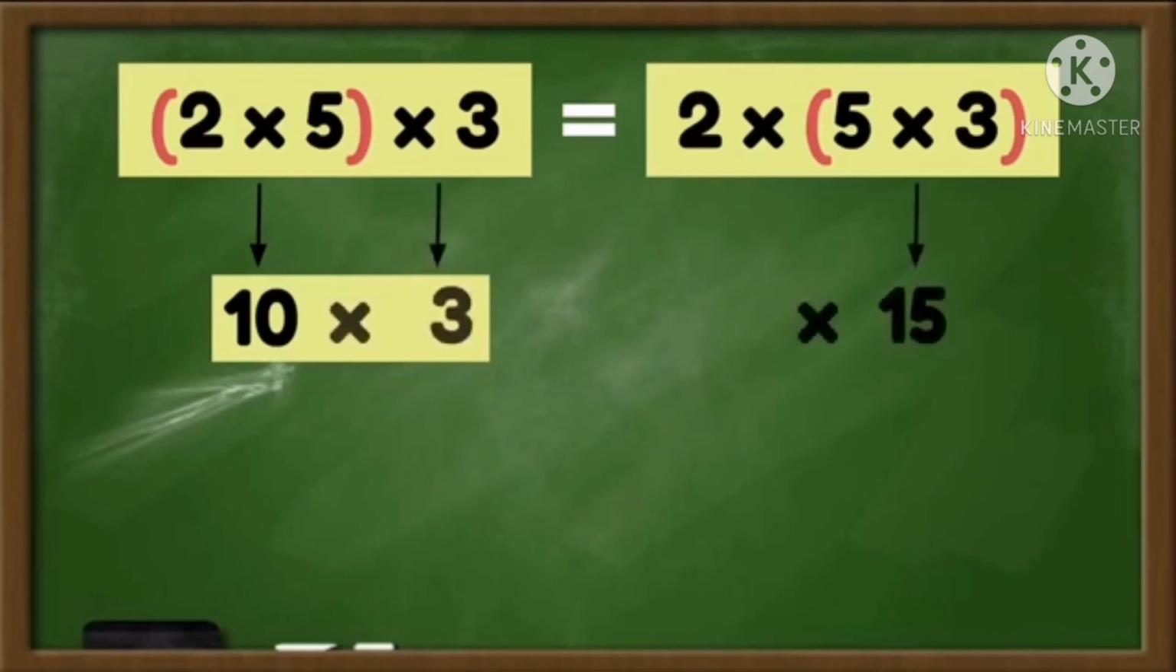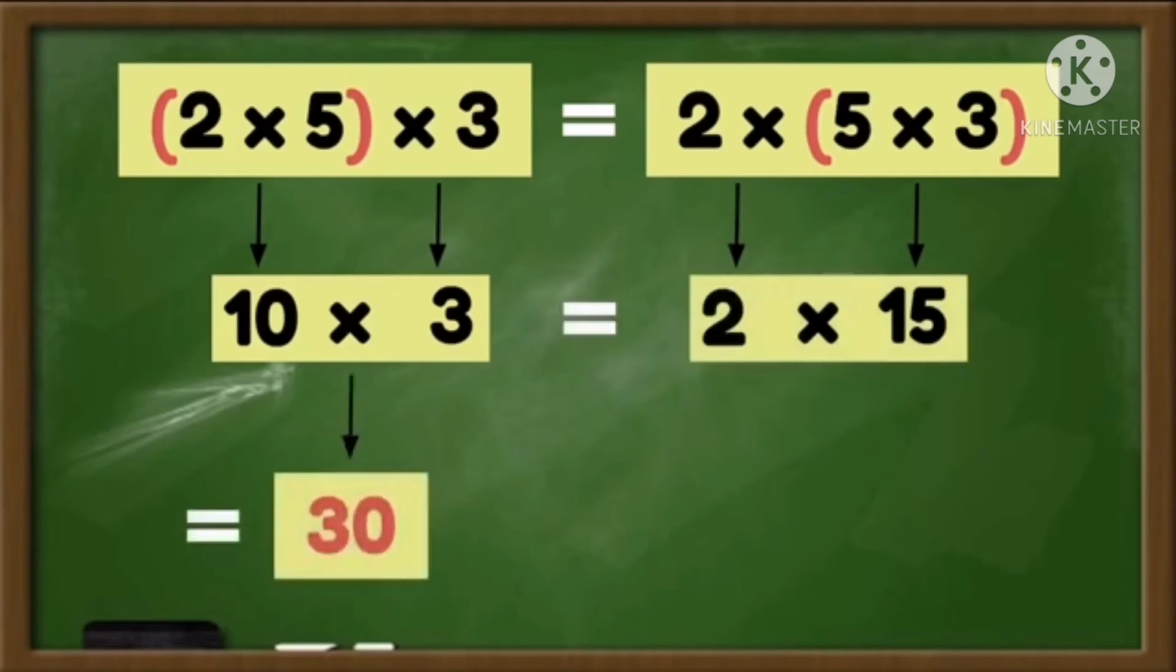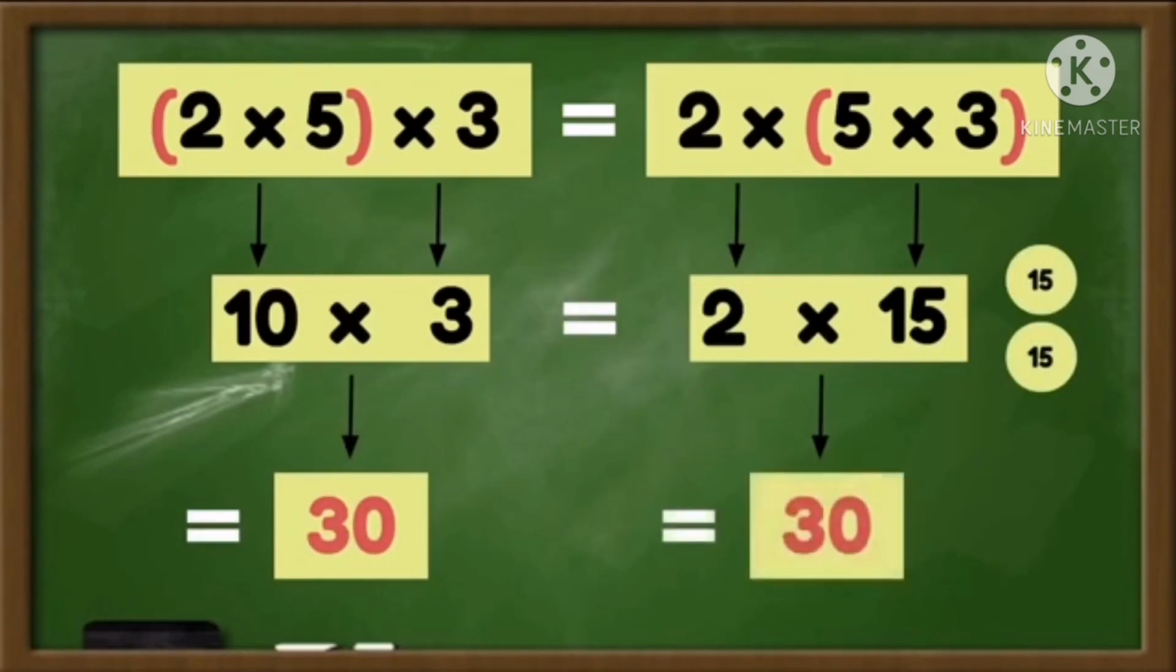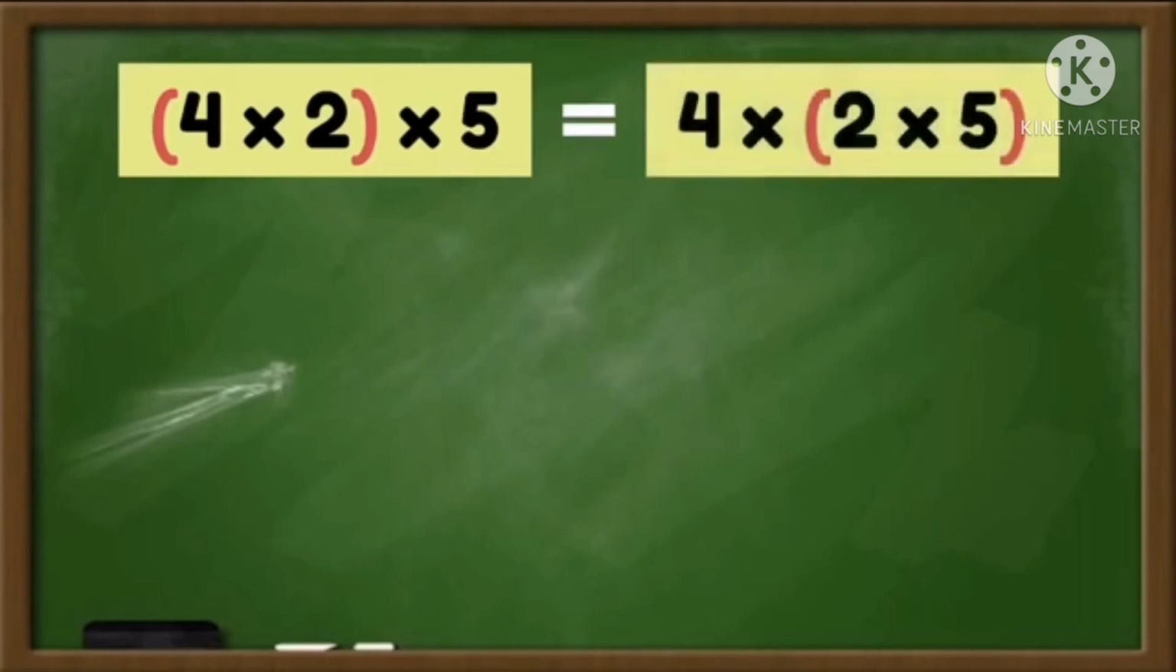So let's bring down times 3 and times 2. So now 10 times 3 is equal to 30. And 2 times 15 is equal to 30. Now, as you can see, we've got the same product. Now we have (4 times 2) times 5 is the same as 4 times (2 times 5). To find the product, let's solve first the numbers inside the parentheses.